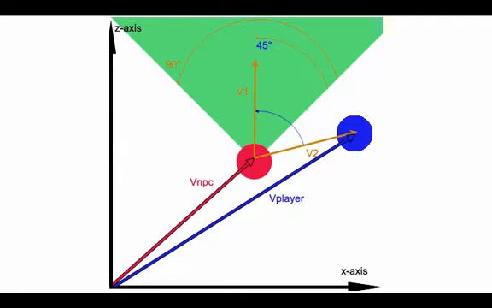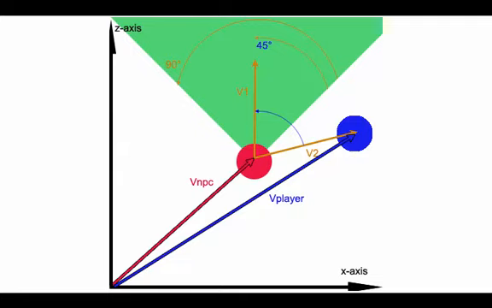As you can see on the next diagram, v2, vNPC, and vPlayer form a triangle. vNPC is the vector for the position of the NPC. It starts at the origin of the coordinate system. vPlayer is the vector for the position of the player, and, as for the previous vector, it starts at the origin of the coordinate system.